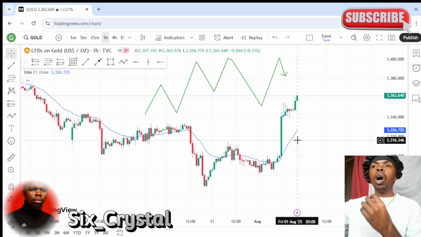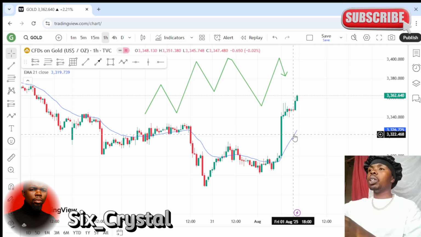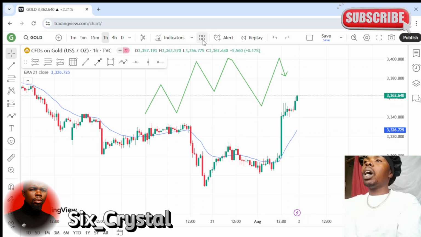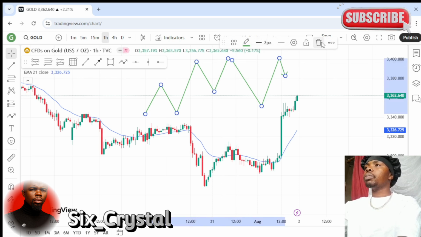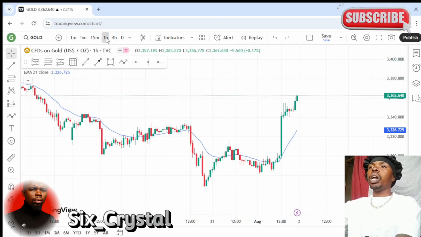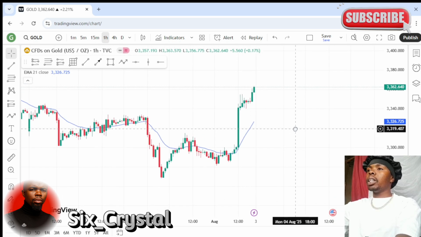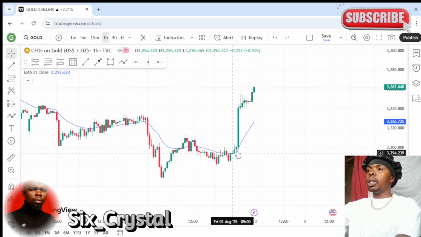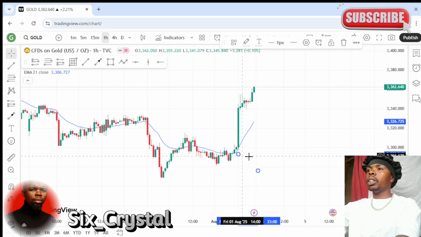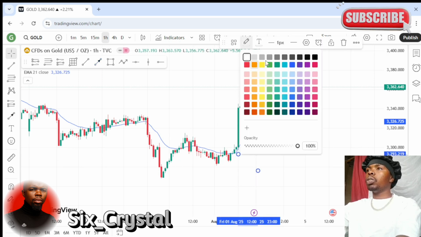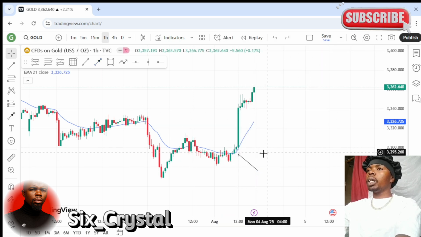So how to trade, guys? How to trade the moving average? So guys, you go to a 1 hour time frame. When you go to the 1 hour time frame, as you can see, the market is doing this. Let's say right now the market is here. Let me show you. Let me change this color so that you can see it.